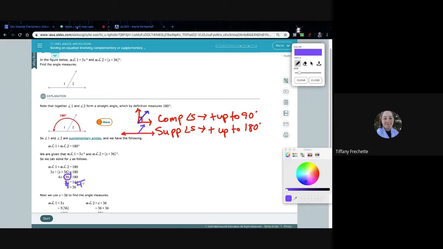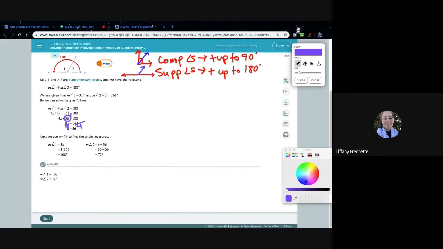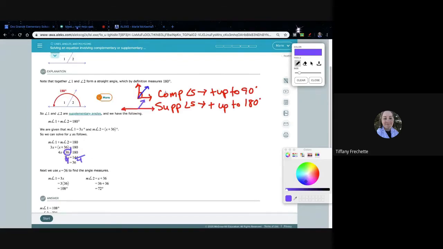So now I know what x equals, but they want to know what the angles actually measure. That's what we need to find. So we have to go back. They told us angle 1 was 3x, and we know x is 36. So we say 3 times 36, and we get 108. Angle 2, they said, was x plus 36. Well, x is 36, so we plug in 36, and then add another 36 to it, because that's what they told us to do. So we get 72. And those are our two answers. So we have to apply complementary and supplementary rules to find the variable, and then go back and plug that in.